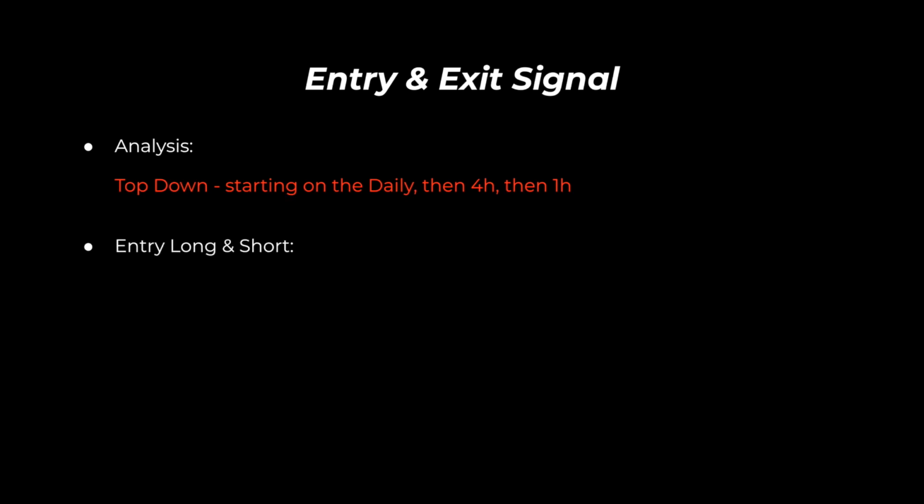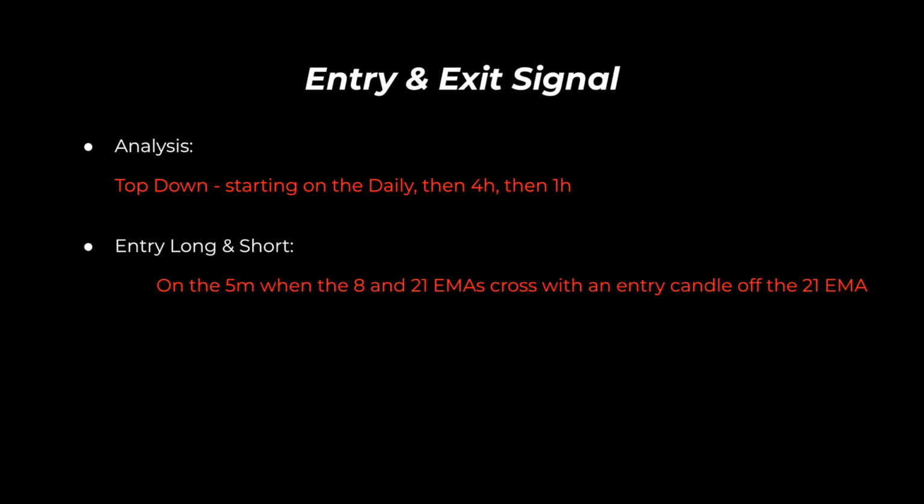Now, the entry and exit signals. Like I mentioned before, we're going to do top-down analysis, starting at the daily, then moving to the 4-hour and the 1-hour. The entry signal, long and short, is when the 5-minute 8 and 21 EMAs cross with an entry candle off the 21 EMA. We can take that a little bit deeper and say if we are already in that 5-minute upshift or downshift, if we're long or short, you can also trade that 2-candle or 3-candle reversal formation if it's coming off the 21 as a potential entry signal.